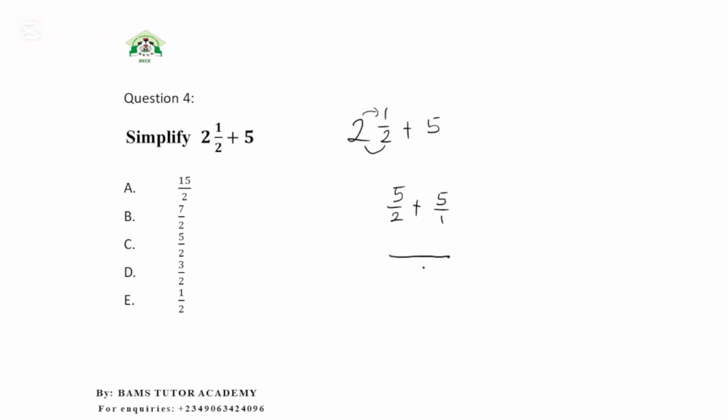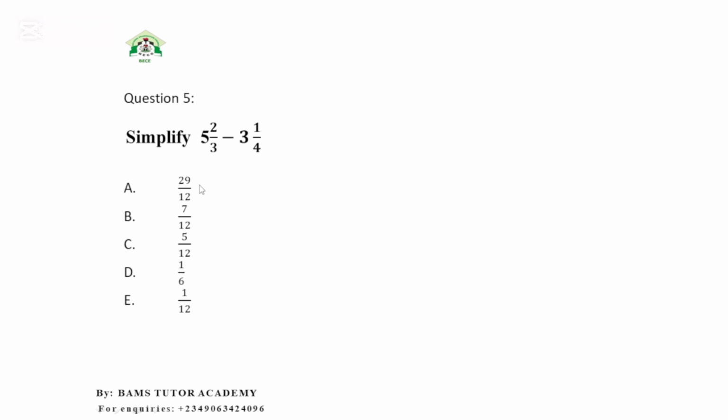Find the LCM of 2 and 1, that's 2. 2 in 2 is 1. 1 times 5 is 5. Plus 1 in 2 is 2. 2 times 5 is a 10, right? That's a 15 over 2. Very easy, right? And that's option A. Good. So let's move to question 5.